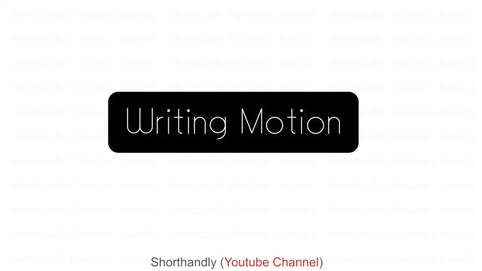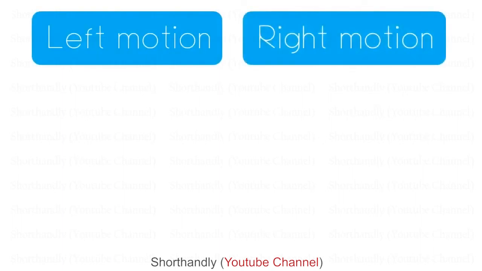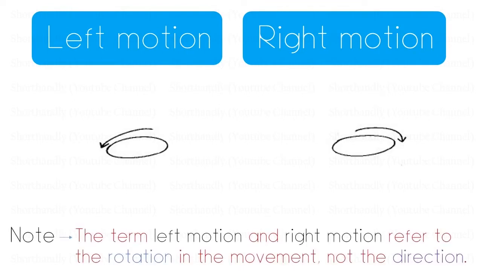There are two types of writing motion, left motion and right motion. The characters which are made in the left motion rotation are called left motion characters, and the characters which are made in the right motion rotation are called right motion characters. Note that the terms left motion and right motion refer to the rotation in the movement, not the direction. Now let's understand writing motion by taking some examples.